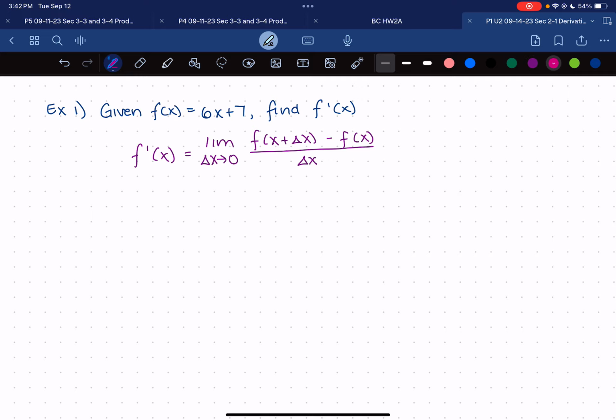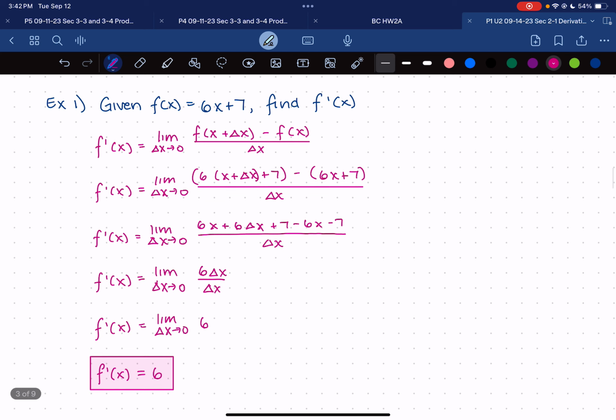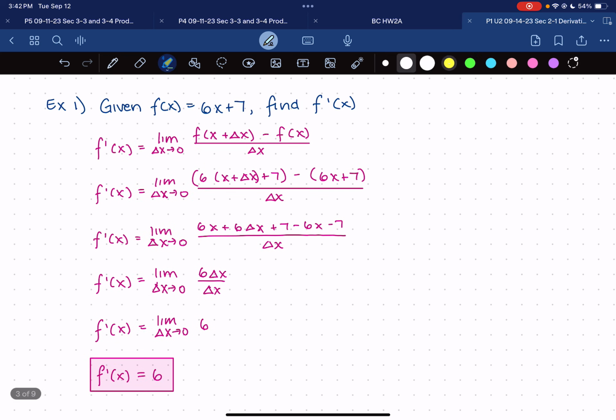All right, let's take a look at it. I've got it worked out down here. So remember, f of x is 6x plus 7. Then f of x plus delta x means you take x plus delta x and put it in place of x. And that's what this is right here.